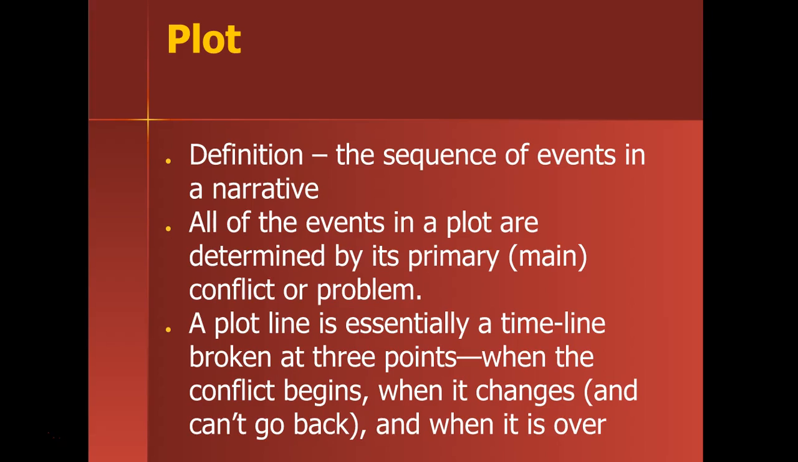Once you have the conflict, you can look at in the story or the plot when the conflict begins, when it changes, and when it's over. In that case, you have essentially a timeline of a story, but it's broken or turned at 3 different points. And those are the 3 points that actually allow you to label the elements of a plot.